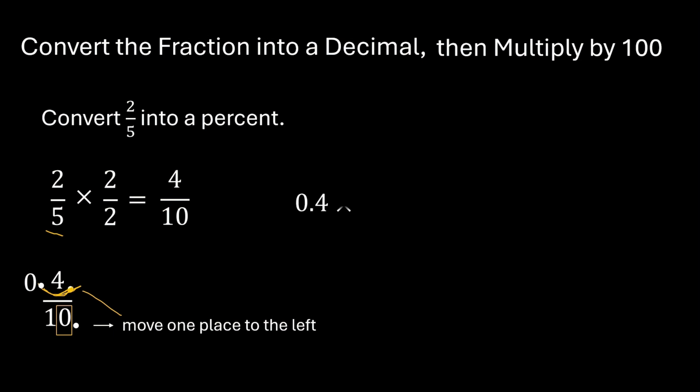Now convert the decimal into a percent by multiplying it by 100. 0.4 times 100 equals 40. When we multiply by 100, the decimal point moves 2 places to the right. Finally, attach the percent sign. Therefore, 2/5 equals 40%.